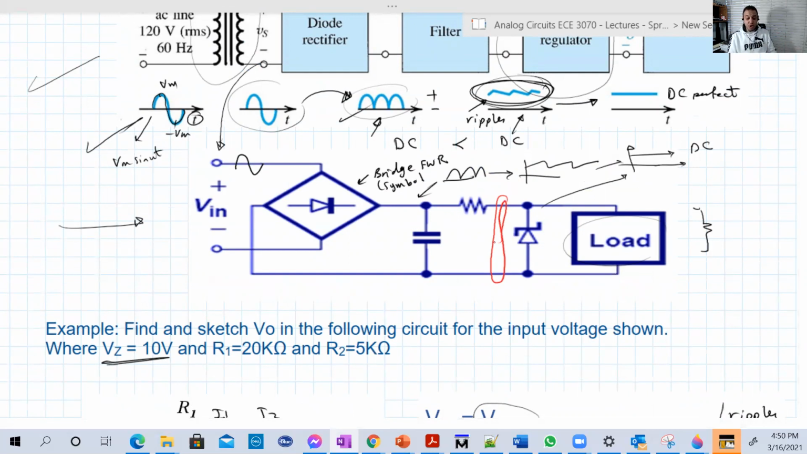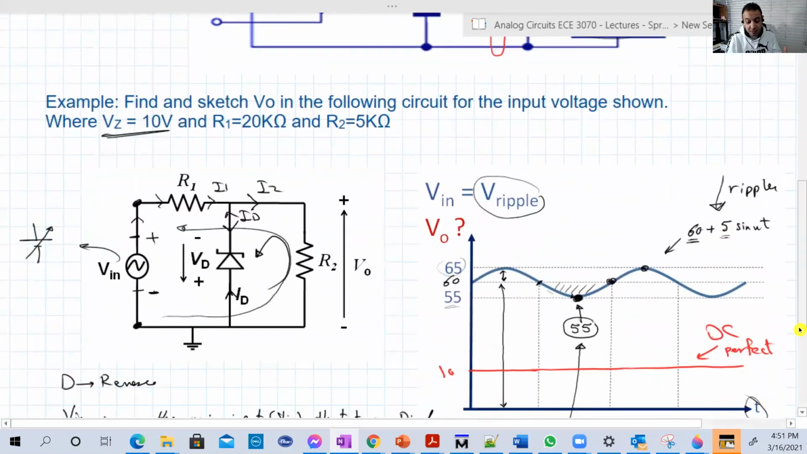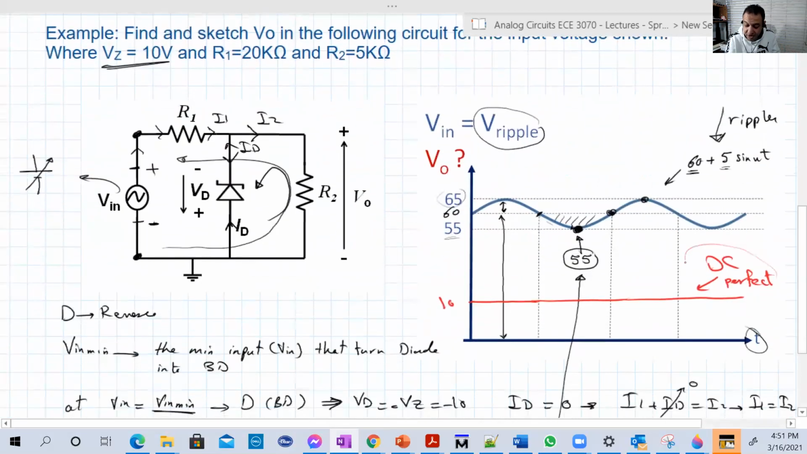But basically, as I said, this is the basic idea, how we convert this input that is still varying, that still has ripples and variations, into a perfect DC like this.